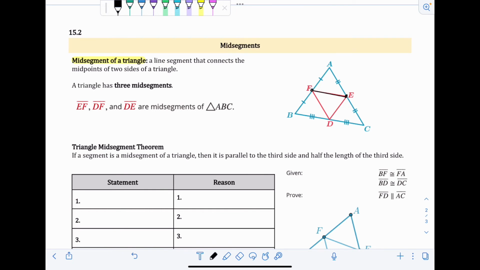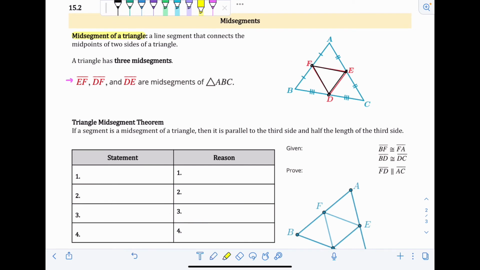And you can see that there's a total of 3 midsegments. It's basically that red triangle within the blue triangle, which is our 3 different midsegments. So every single triangle has 3 midsegments on this graphic. They're EF, and then DF, and then DE. Because there's 3 midpoints, one for each side, there ends up being 3 combinations of midsegments that you can create.